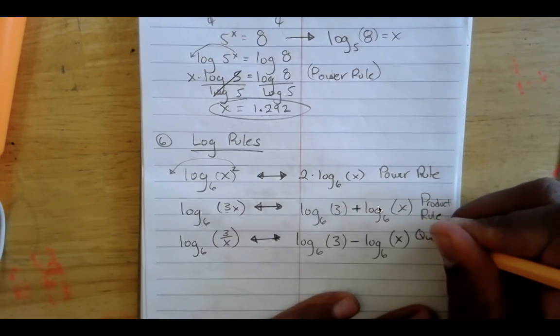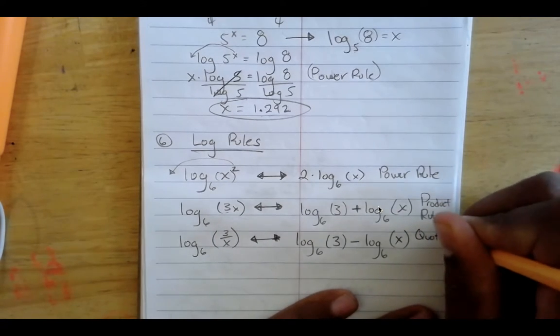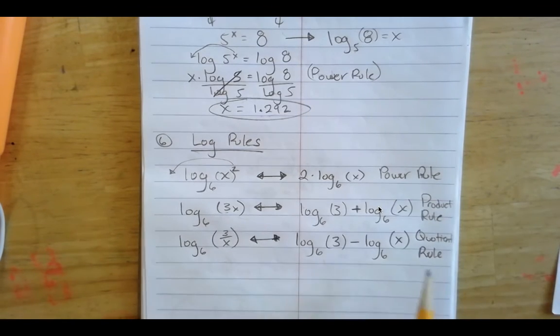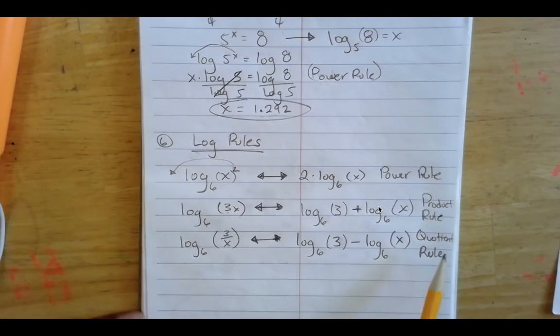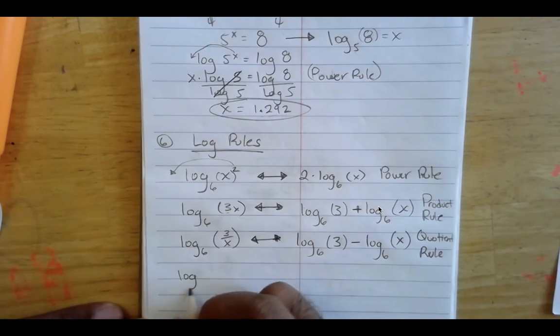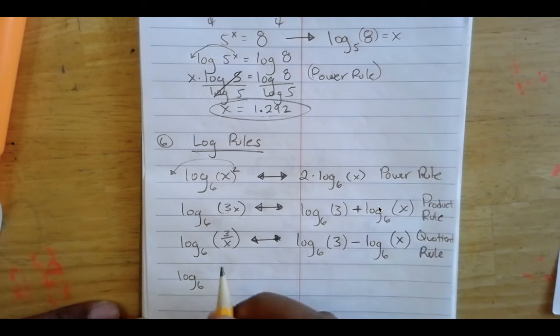Okay, this is called the quotient rule. The result of dividing something, you get a quotient. So that's where that comes from. All right, so now we can use a combination of all these rules.